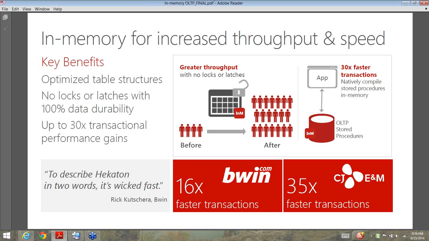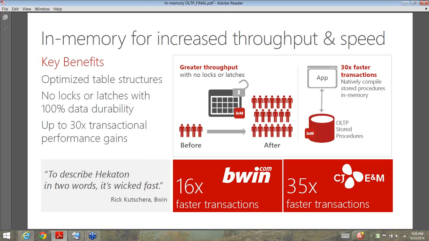Now, on the bottom left corner, you can see that there are certain case studies associated with it as well. You see the Bwin.com, right? So Bwin is an ISV in the online gaming industry, and for them, transaction equates to the revenue that they generate, right? So meaning the more transactions that they are able to sustain with their application, the better is their revenue, right?